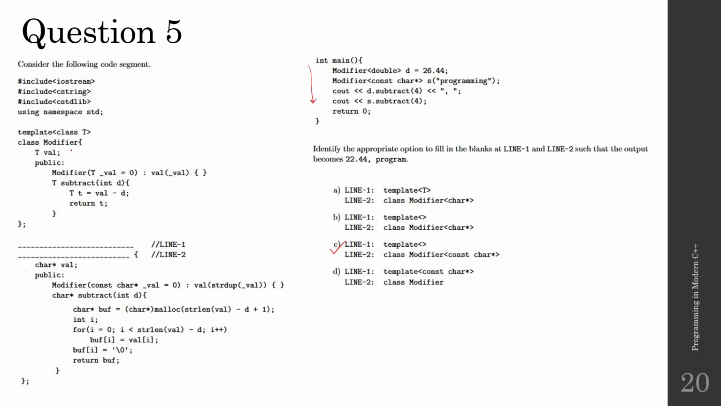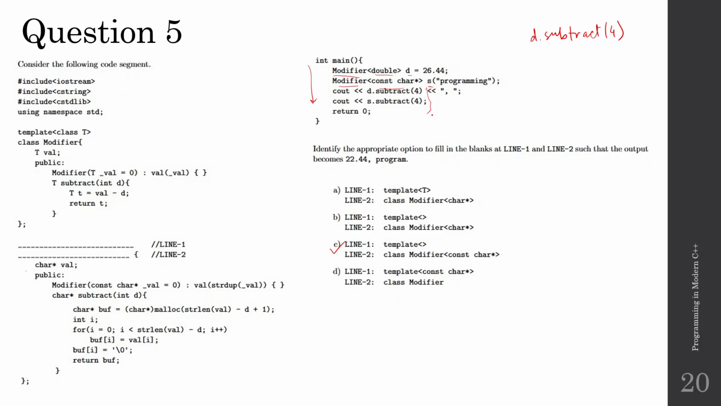So here we have a class called modifier, which is a templated class, meaning that it accepts a type, and then we initialize it with something, and it implements one function called subtract, which takes an integer. So in the first line, d dot subtract 4, it is quite intuitive to understand what will happen. 26.4 is given, so that will be subtracted.